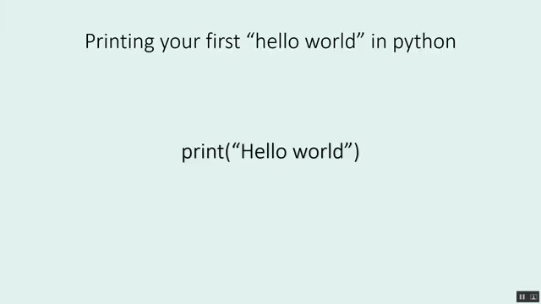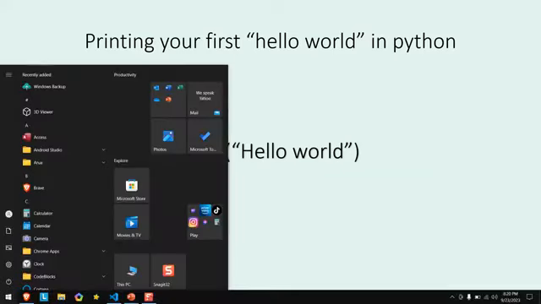Okay, so here's our first code. It says here, printing your first hello world in Python. Now let's try to open Visual Studio Code. Okay, so this is just a text editor. I'm using text editors because it's really easy to navigate and also understand the code when you are the one who is typing it.